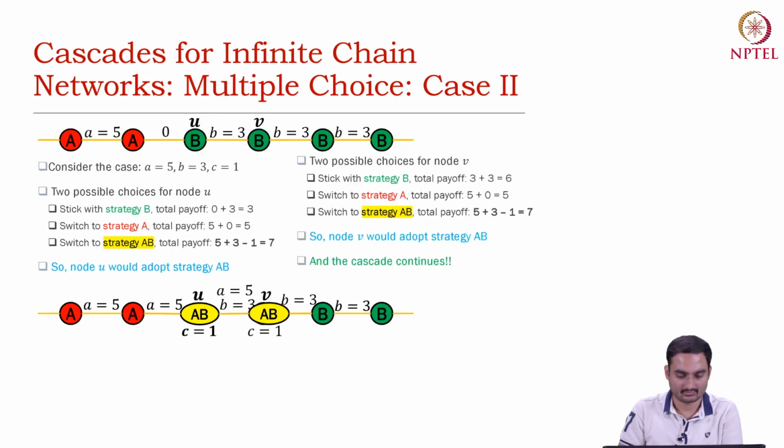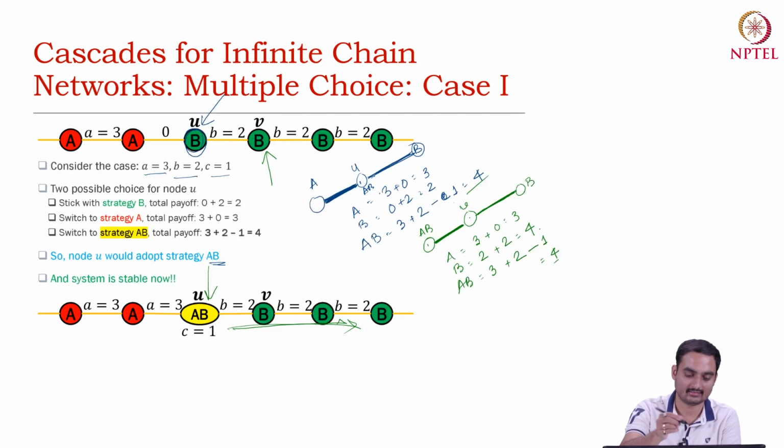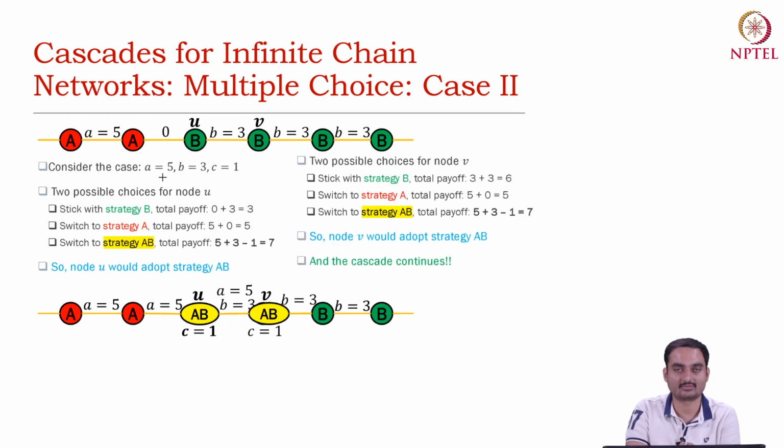All right, so now let's look at another setting, a different choice of payoffs, different values of payoffs and cost. Initially, in the earlier case, A was 3, B was 2, C was 1. Now A is 5, B is 3 and C is 1. Okay, let's see what happens. 5, 3 and 1.